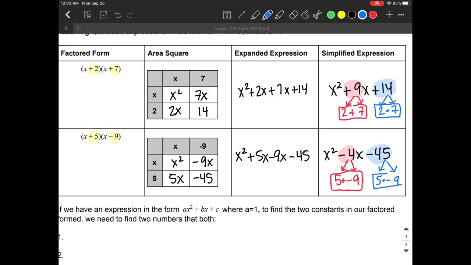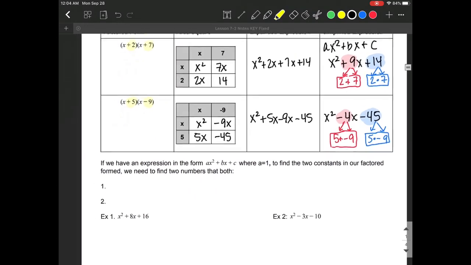Yes, there is. I can multiply them together. Did I do the same thing in both of these? I added the two numbers in factored form together to get b, because I know this is the form ax squared plus bx plus c, and I multiplied them together to get c. Same thing in the second example. I added the two numbers together to get b, and I multiplied them together to get c.